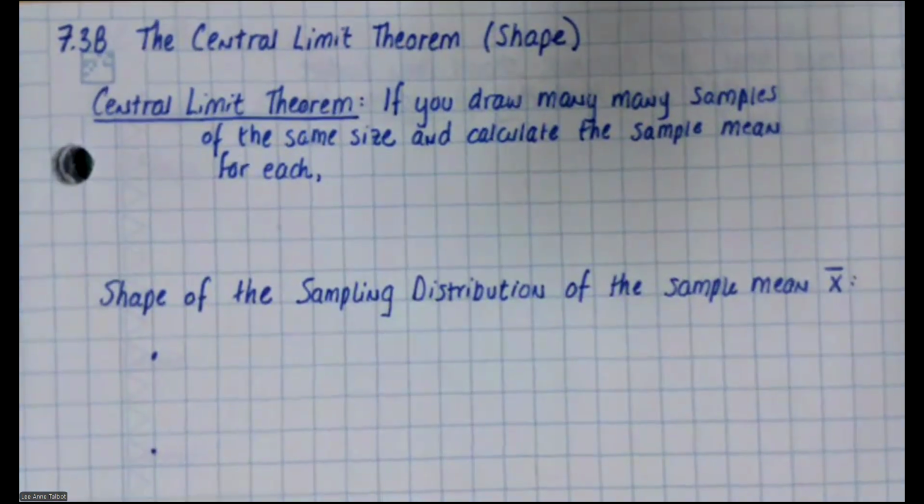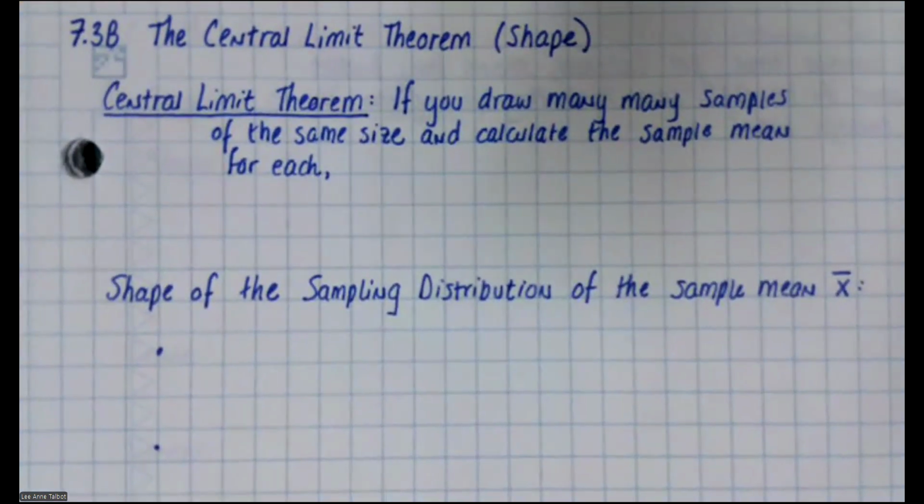So let's stop there, write it down, and make sure you understand what it's saying. You draw many, many samples of the same size, like hitting the draw button, and calculate the sample mean for each. So you calculate the average, plot it, calculate the average, plot it. Does that make sense? Yeah.